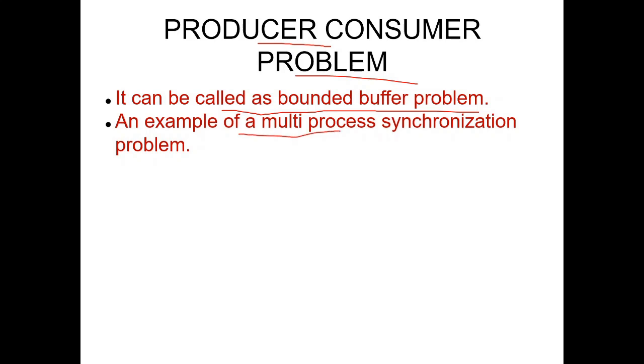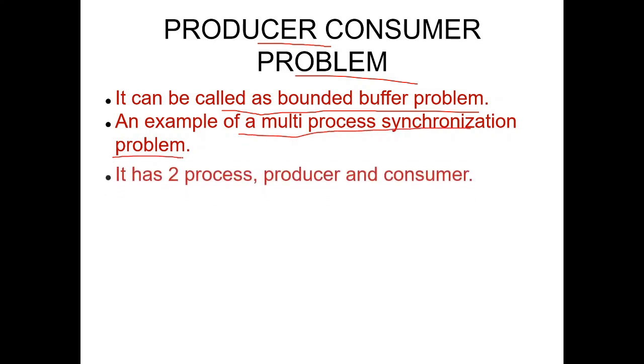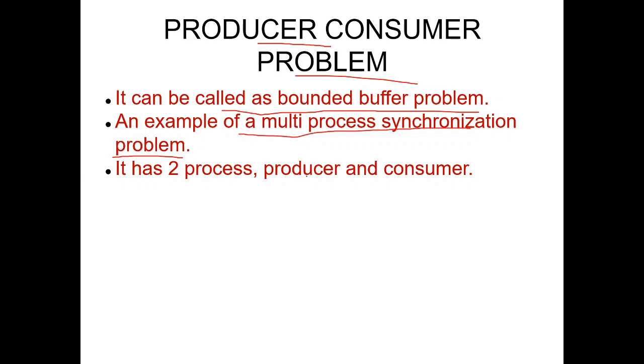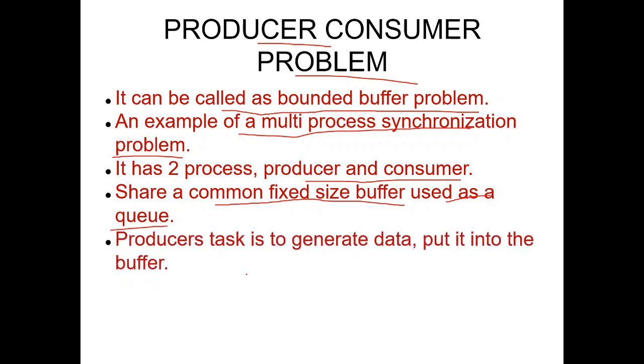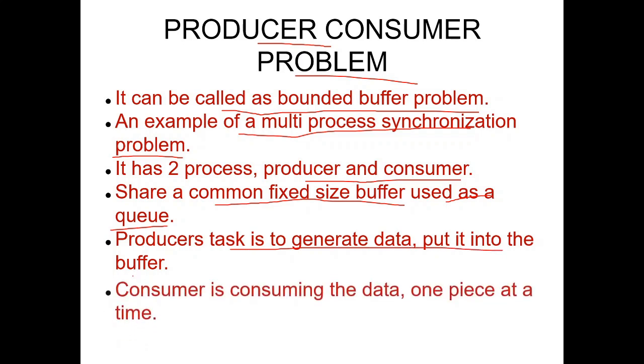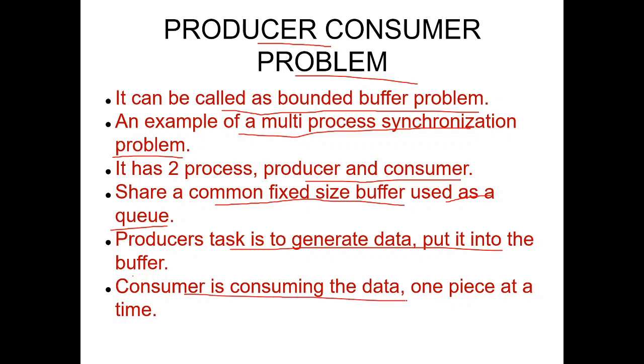It is an example of a multi-process synchronization problem, and it has two processes, producer and consumer, which are going to share a common sized buffer used as a queue. The producer's task is to generate data and put it into the buffer, and the consumer is consuming the data one piece at a time.